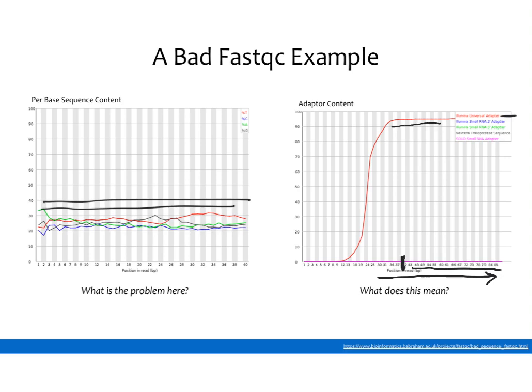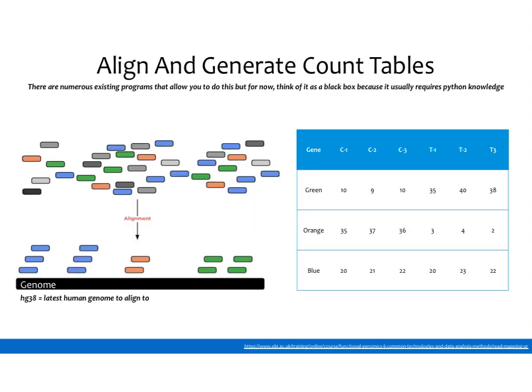So basically, if this is our actual read, the adapter has just been tacked on to the end. And this is going to make it really difficult for us to align this to any genome, because it's not going to match the genome. There are ways to just cut this out from the FASTQ file, but sometimes it's better to just go back and get a cleaner file that you can then use for further analysis.